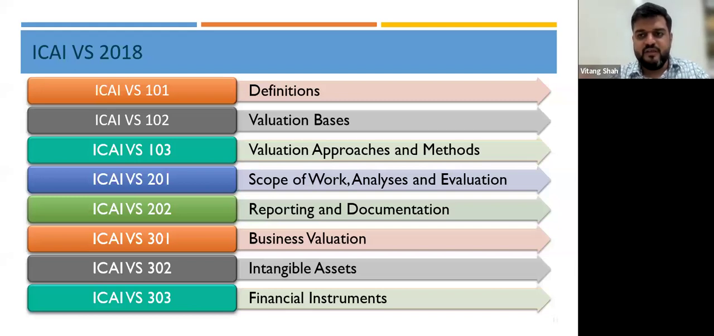202 talks about the basic requirements which are a must when you are reporting a valuation: what are the contents which should form part of your report, and also the documentation which a registered valuer needs to have in place before issuing the report. Standard 301 talks about how business valuations are carried out. 302 talks about intangible assets, how they are to be valued. And 303 talks about financial instruments, what the valuation approaches are which one needs to consider while valuing financial instruments.